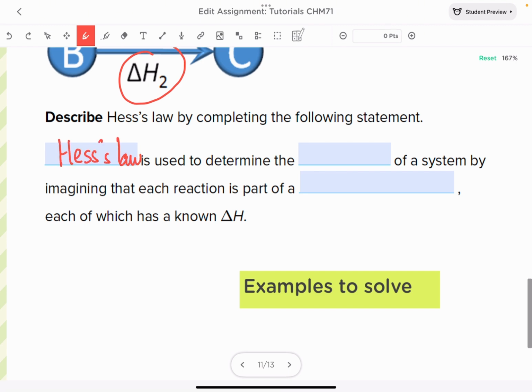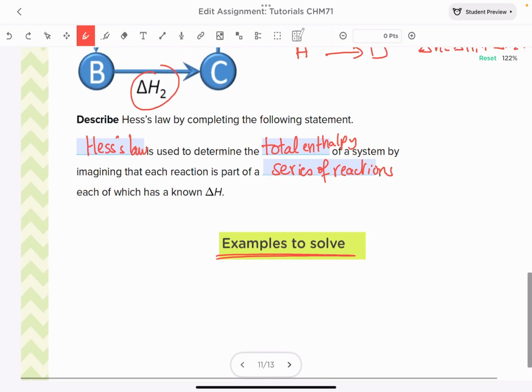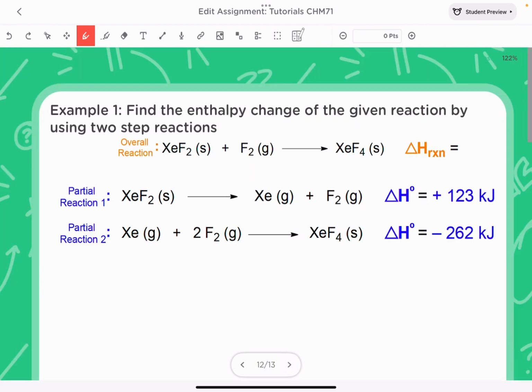Again, Hess's law is used to determine the total enthalpy of a system by imagining that each reaction is part of a series of reactions, each of which has a known delta H. Now, one more thing I'm going to do in this video tutorial: I'm going to give you examples to practice and solve to learn more about this Hess's law.